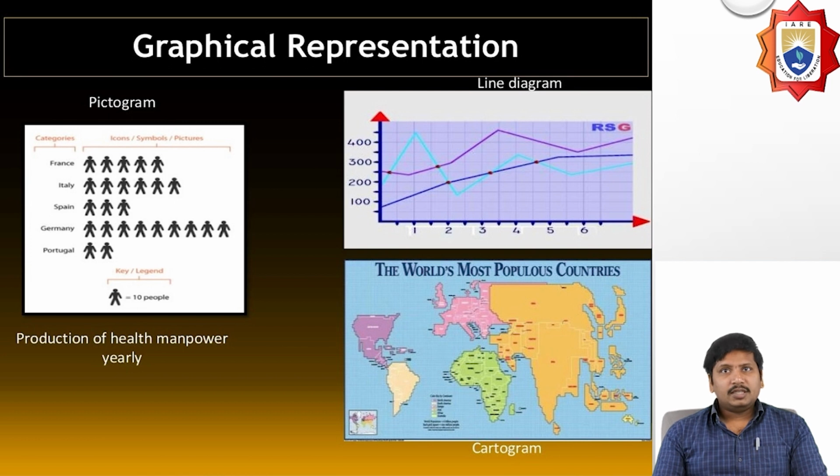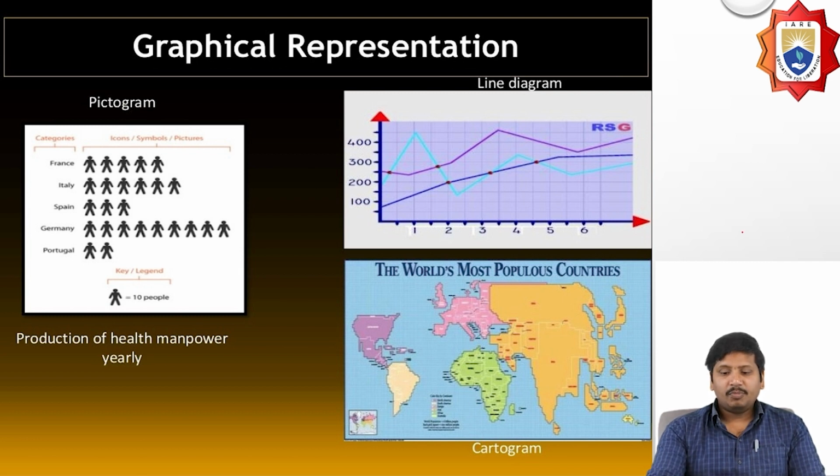And next one is graphical representation. Some other thing is the pictogram. Pictogram means we can present the data in the form of diagrams and line diagrams. Mostly this is seen when watching cricket matches, like India versus Australia, how many scores were made in 50 overs, shown as a line graph.